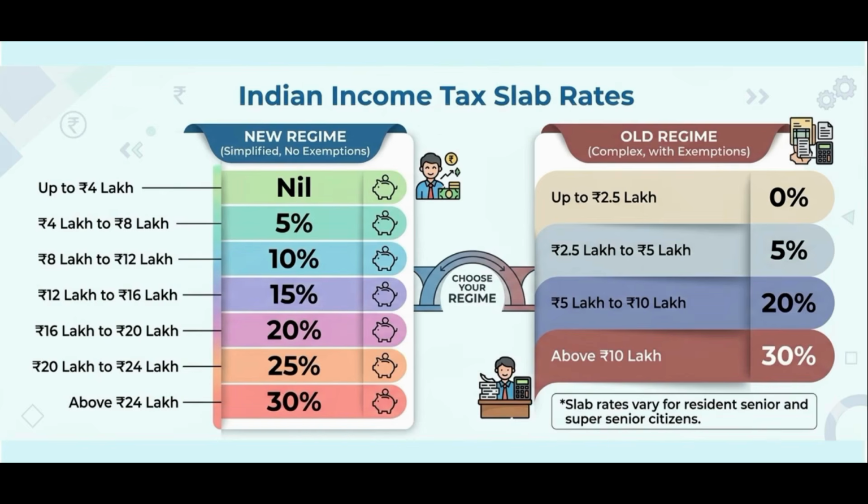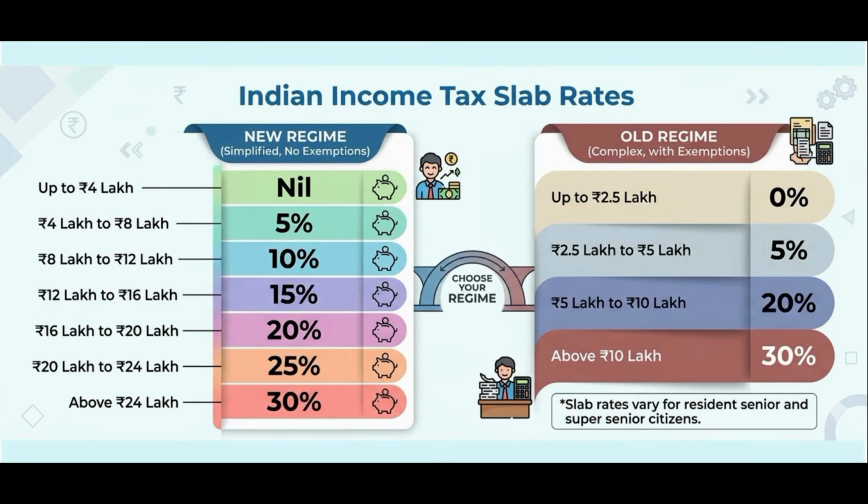Now let's come to the other tax regime, that is the old tax regime. That includes a lot of deductions and it is a little bit complex compared to the new regime. This system allows you to reduce your taxable income by claiming deductions such as Section 80C, Section 80D, HRA, etc.